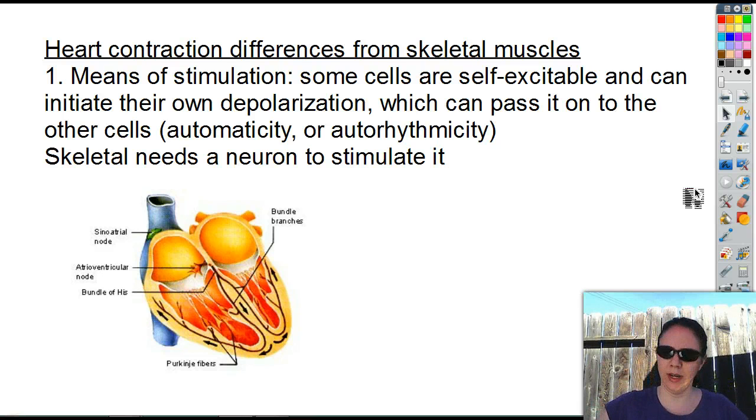Whereas a skeletal muscle, they need a neuron to stimulate it. Now, don't get me wrong, there are neurons that stimulate the heart, but there are some that are able to do it all by themselves.